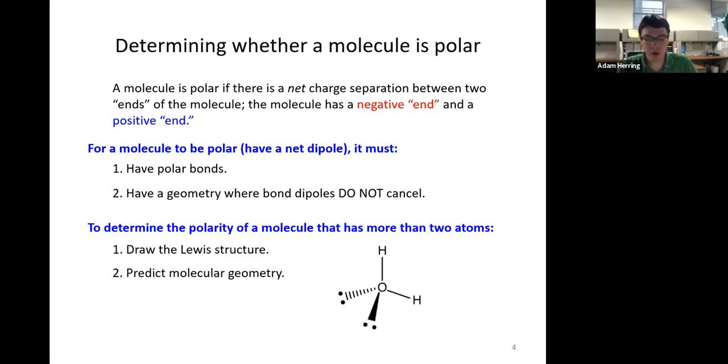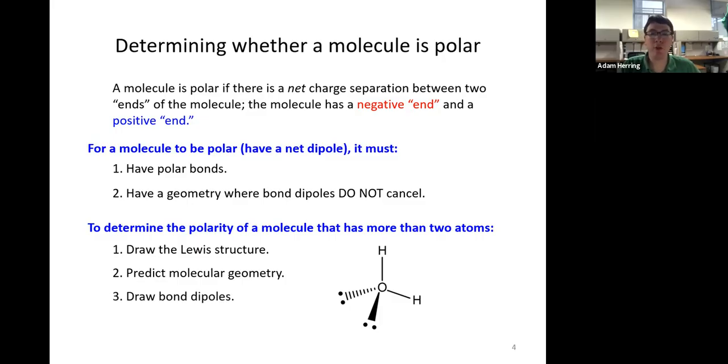So let's say that we're determining the polarity of water. We've drawn its Lewis structure. We've determined that it has an electron domain geometry of tetrahedral, but since it has two domains which are lone pairs, then its molecular geometry is bent.